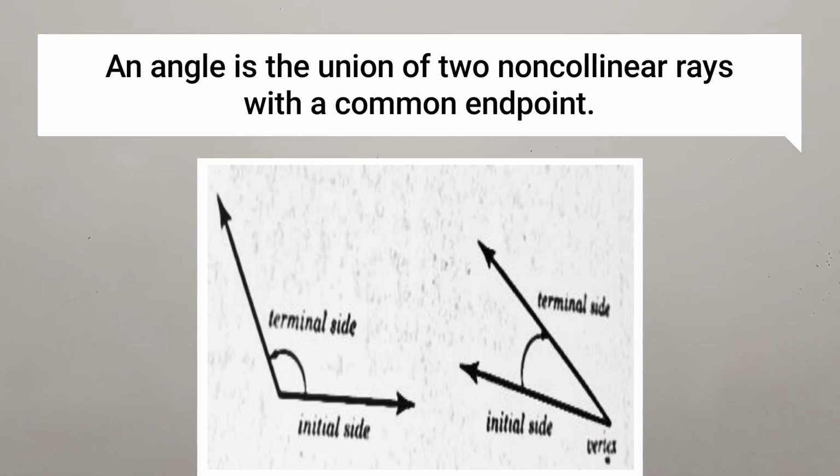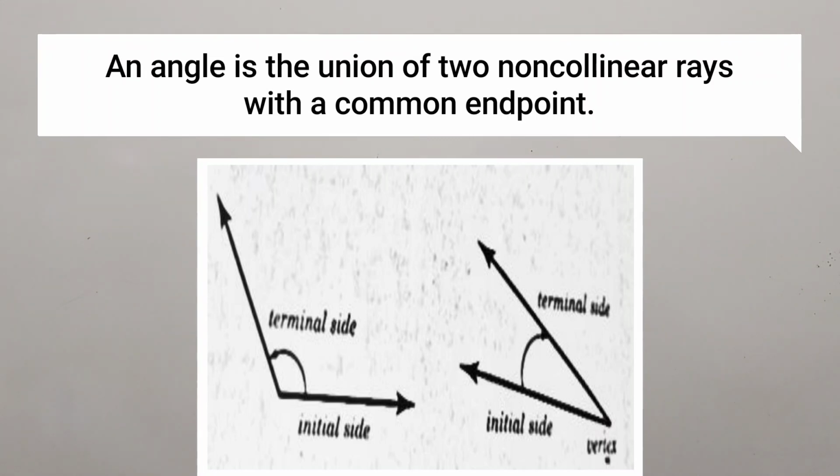From the illustration, we have two parts of our angle, the initial side and the terminal side. The initial side is the initial position of our ray, and the terminal side is the position of the ray at the end of its rotation. And the common endpoint is called the vertex. In trigonometry, we are dealing with an angle in standard position.